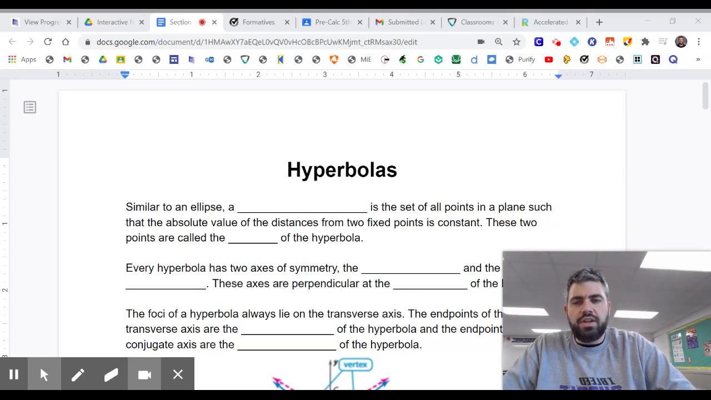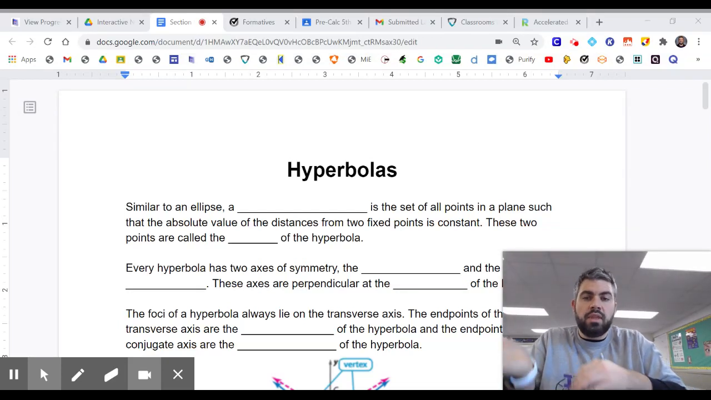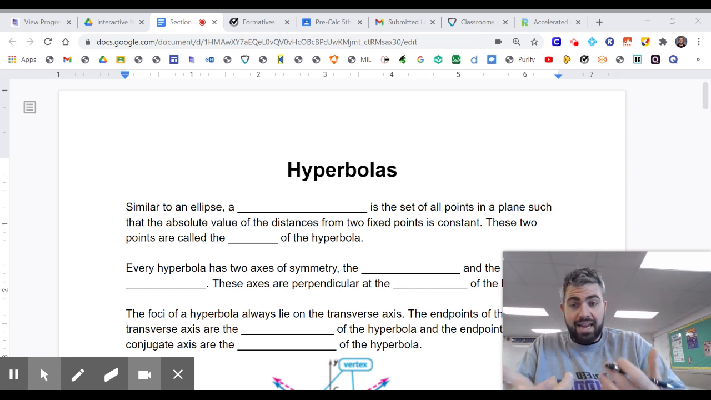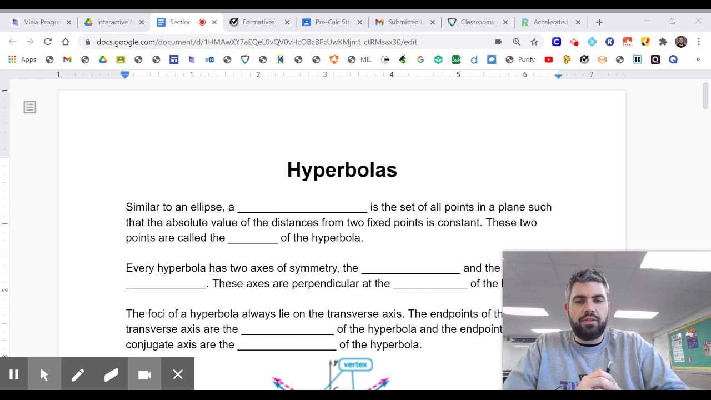So we're moving on to section 9.5, which is hyperbolas. Now, hyperbolas are very similar to ellipses. The only difference is in the equation, which we'll look at later: instead of adding x squared over a squared and y squared over b squared equals 1, we're going to be subtracting them. And that actually changes the look of our graph a little bit. But overall, there are a lot of similarities between them, a lot of similarities in vocabulary. So we're going to go over some right now.